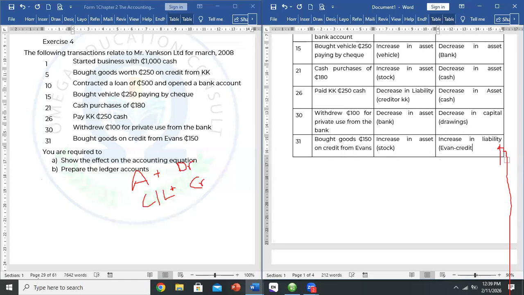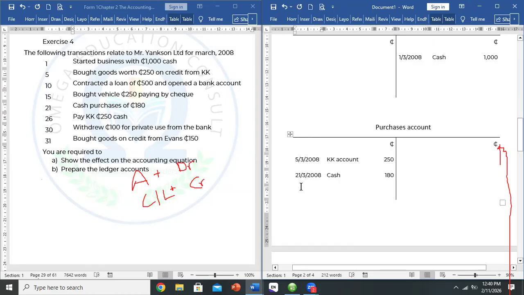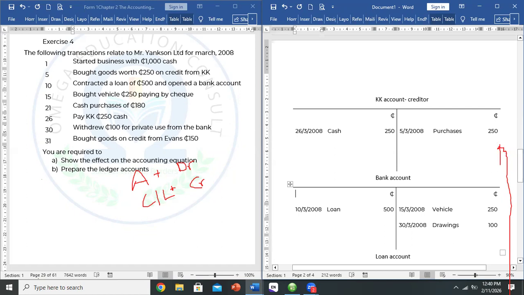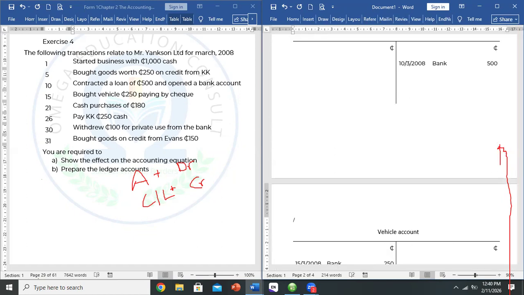Great. So the two accounts you have to prepare, remember, if you buy goods, or if there's an increase in stock, purchases. And then we open the creditor Evans account. So here we are going to debit purchases as usual and credit Evans. So this is our purchases account. We put in the date, 31st March 2008.